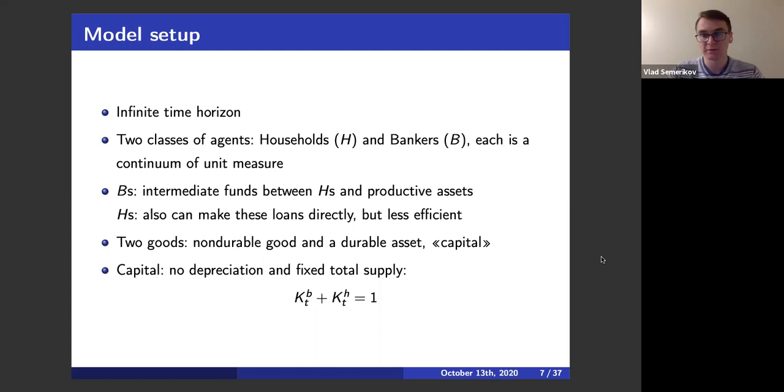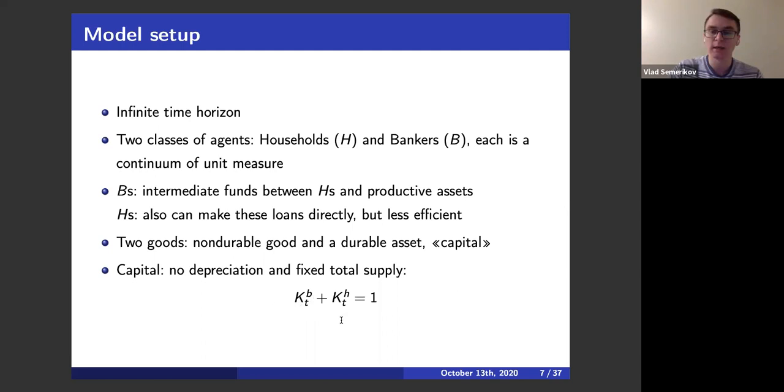There are going to be two goods, a non-durable good, basically the consumption good, and the durable asset, which we will refer to as capital. Capital is assumed to have zero depreciation and be in fixed total supply, such that the total amount of capital is going to be divided each time between the capital held by bankers, KB, and the capital held by the households, KH.